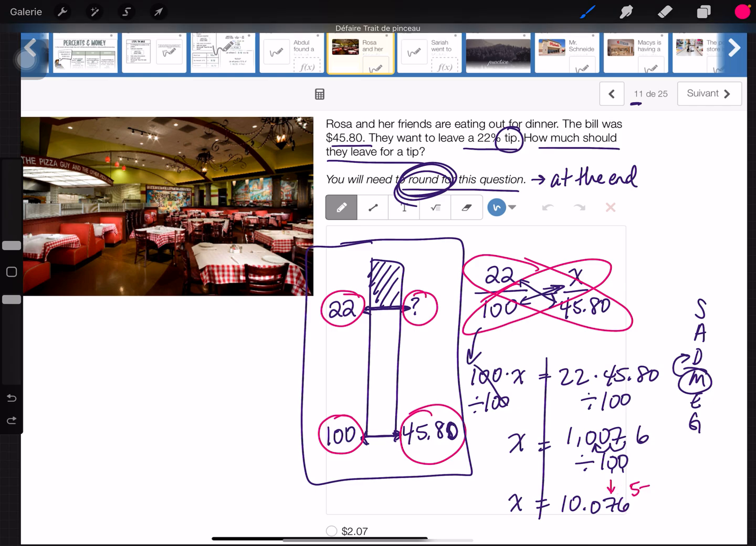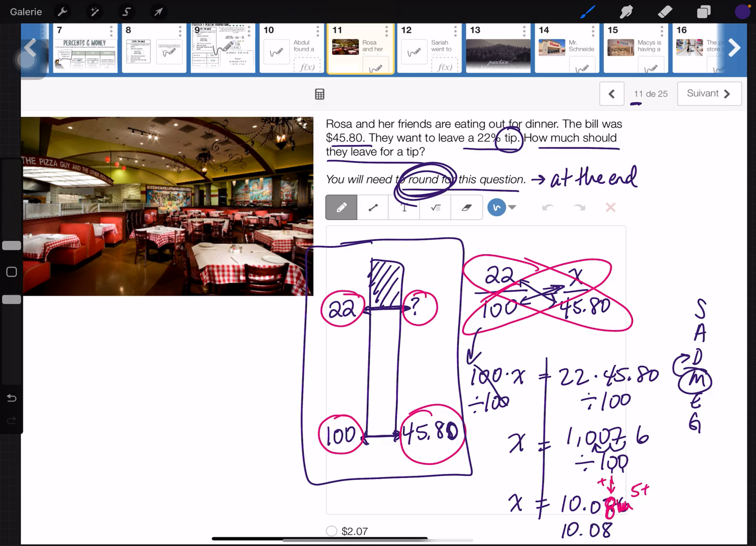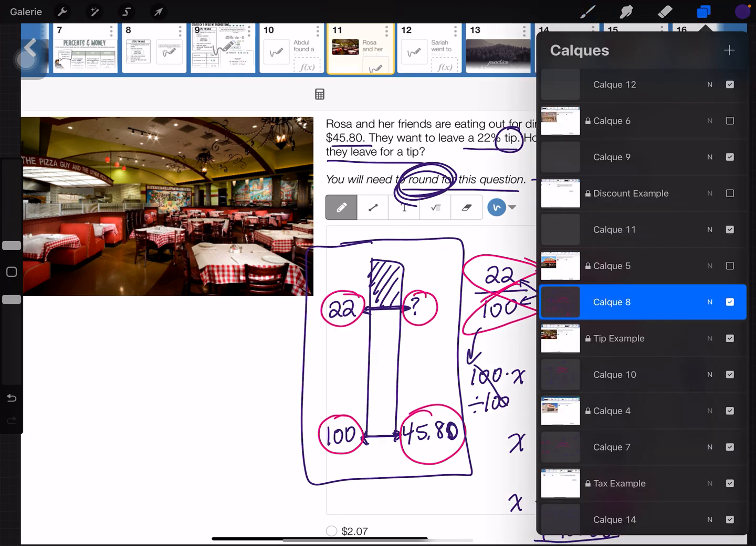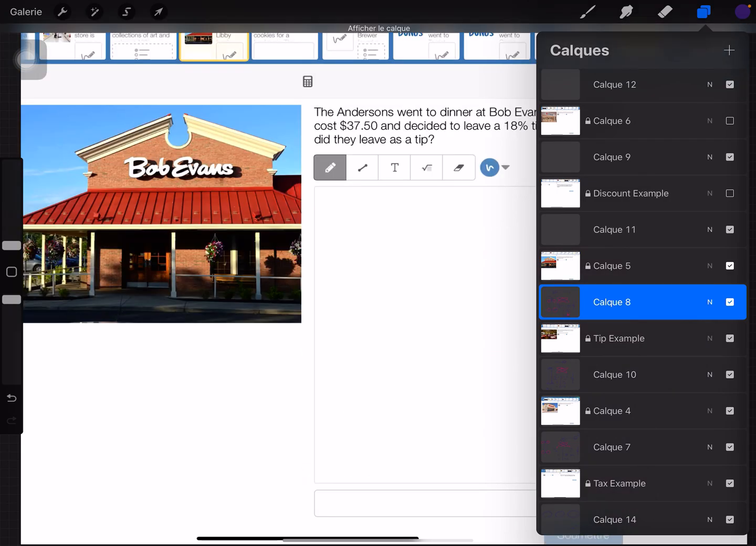So let's see. The 6 happens to be above 5. This is more than 5. So that means it's going to add 1 to the 7. So the 7 becomes an 8. The 6 disappears, and I have my new number. So my new number is going to be $10.08. Down below, you will be able to click one of the multiple choice answers, but my answer is going to be $10.08.